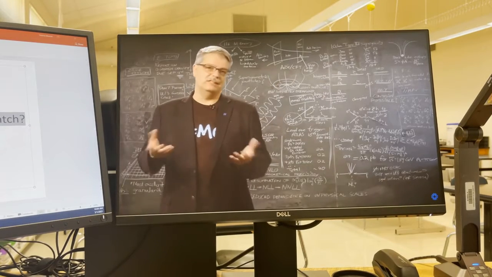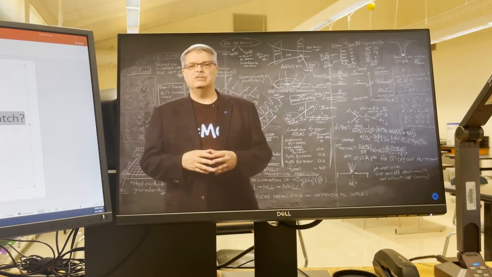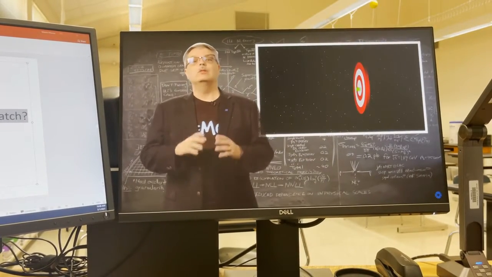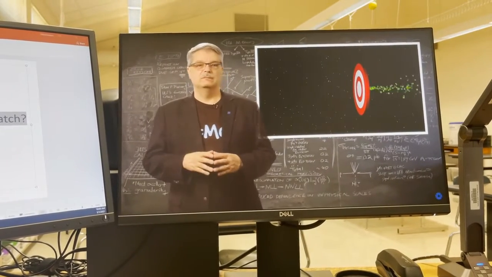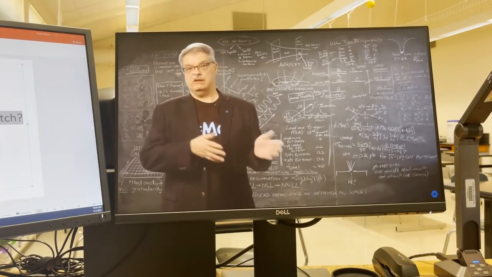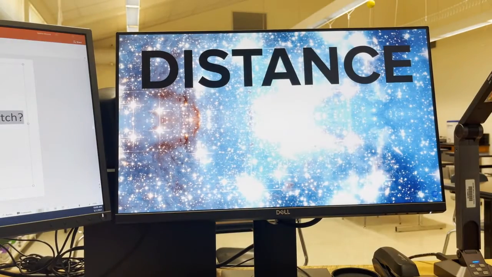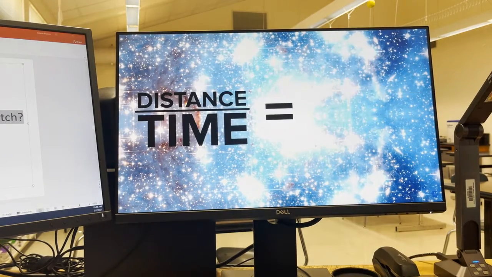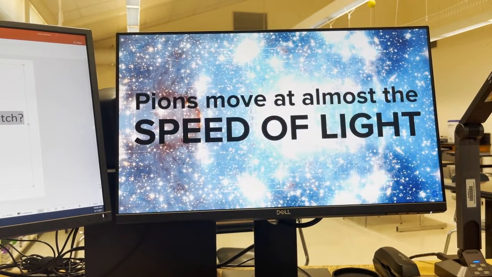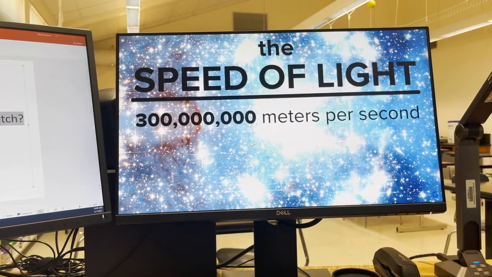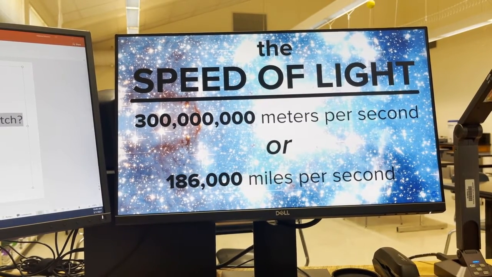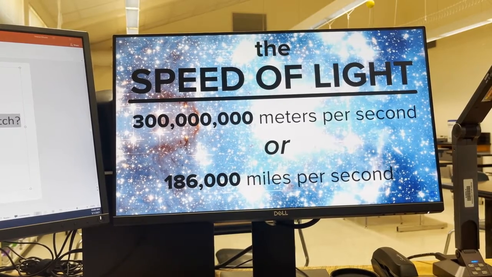Now, we don't intentionally make stationary pions very often. It turns out that they just aren't all that useful. Instead, we make them with lots of energy, and they're going very fast. We can measure their speed by just measuring how long it takes them to travel some known distance. Take the distance and divide by the time, and you get the velocity. At high energy, the pions move at almost the speed of light, which is about 300 million meters per second, or for us Americans, 186,000 miles per second.